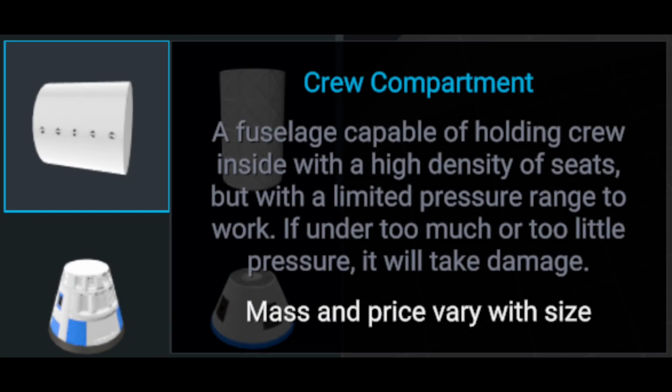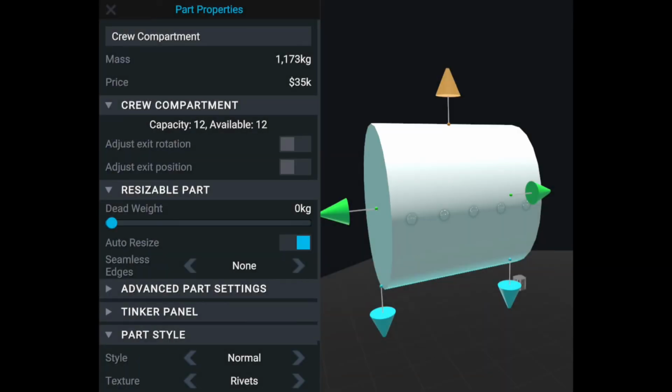The crew compartment works very similarly to the space habitat. The main difference is that it can hold more crew, and it also can't take the pressure as much as the space habitat. And speaking of crew, prepare your eyes, for we have a new member to the Druid family.